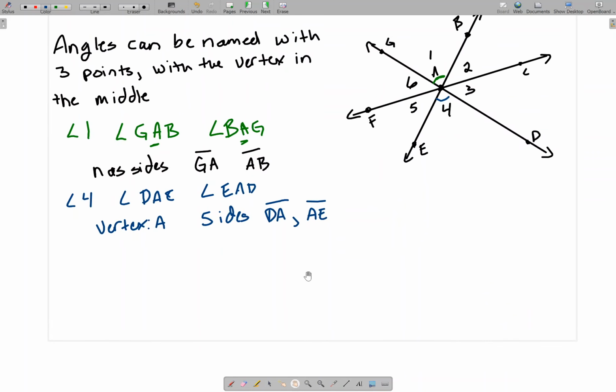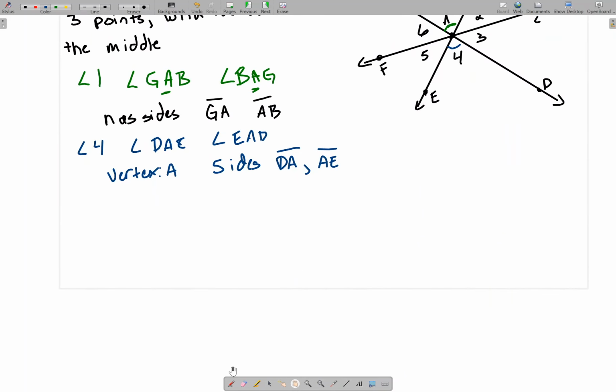Let's also talk about the size of different angles. So, in general, there's a few different types of angles. So we'll call this types of angles. So the first type is going to be acute. So type 1, and we'll call this acute. An acute angle has a measure that is less than 90 degrees.